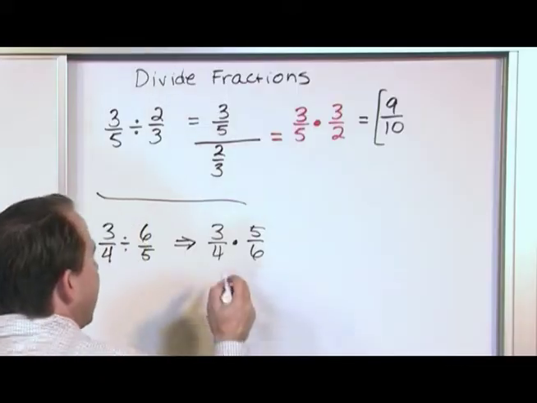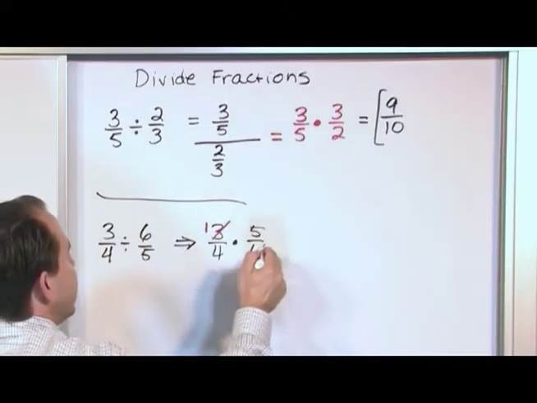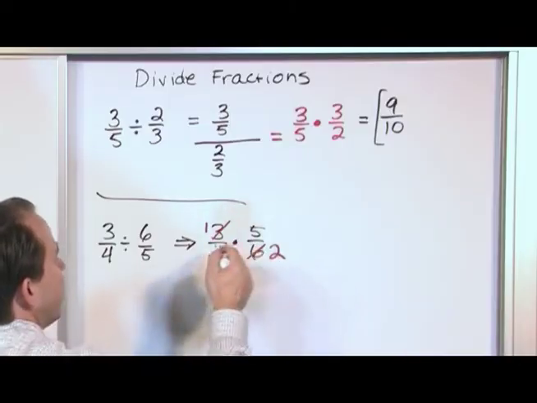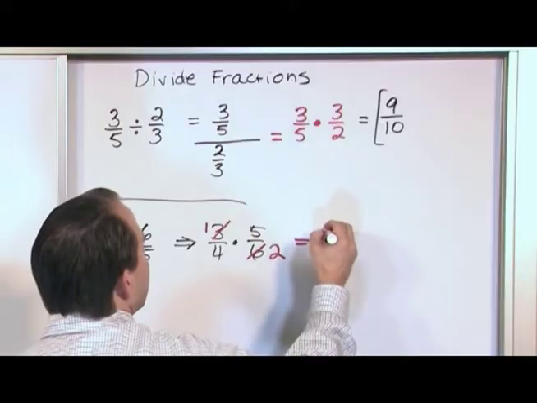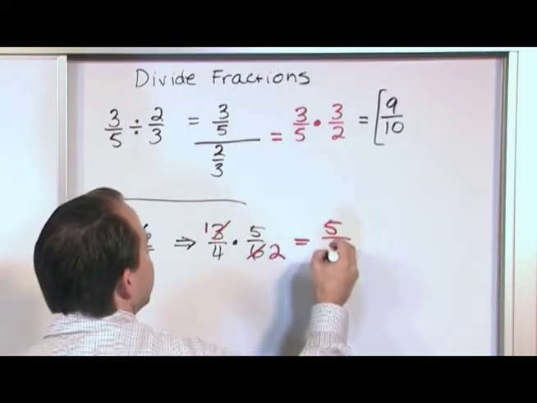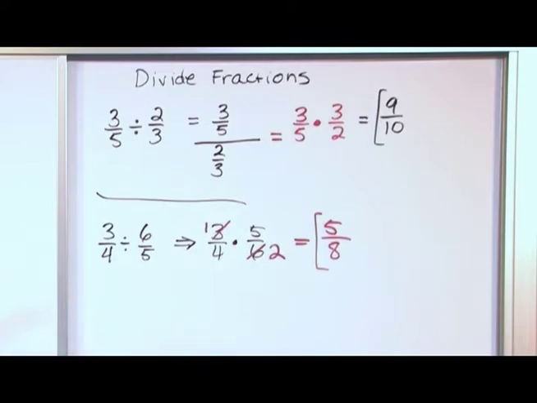Now I try to pre-simplify. Always get in the habit of doing that. I have a 3 and a 6. 3 divided by 3 is 1. 6 divided by 3 is 2. There's nothing else I can do on top and bottom, so 1 times 5 gives me 5. 4 times 2 gives me 8. 5/8, and that is the answer.